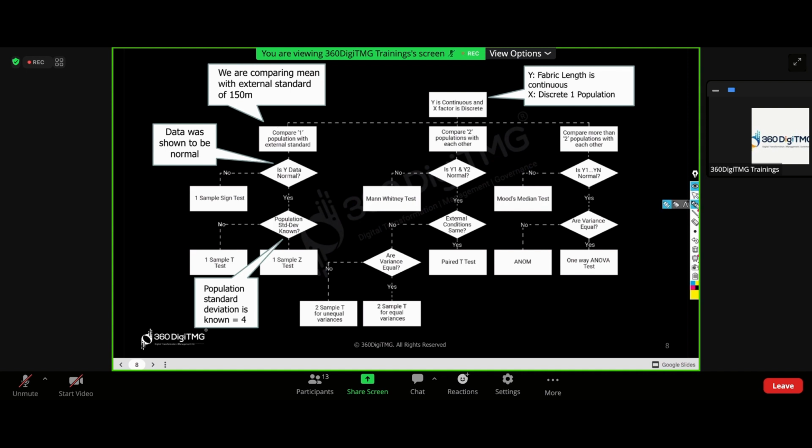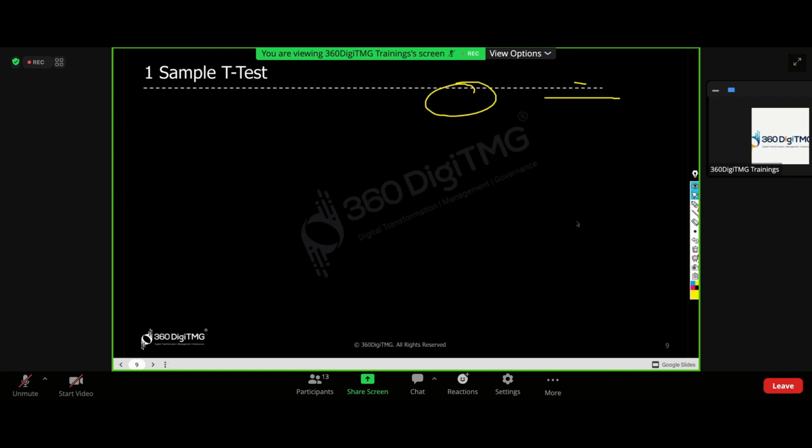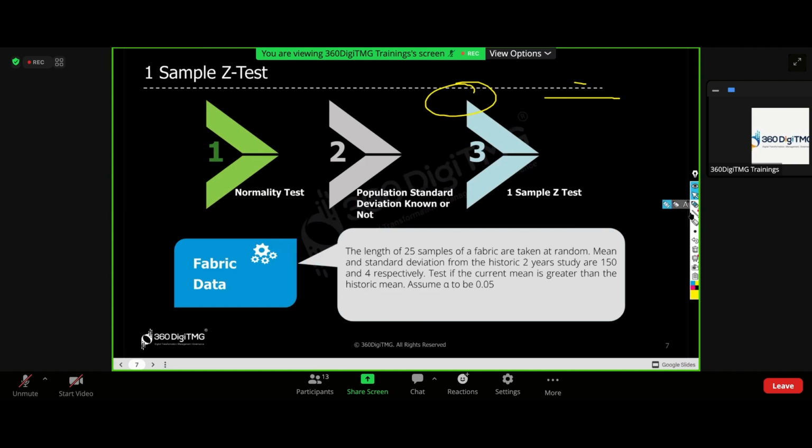First, you check if it is continuous, and yes, it is continuous. Fabric length is continuous, discrete one population. What is X? You check. So you have 25 samples of fabric taken at random. Mean and standard deviation from historic 2 years study are 150 and 4 respectively. The mean and standard deviation has been given, and alpha is 0.05.